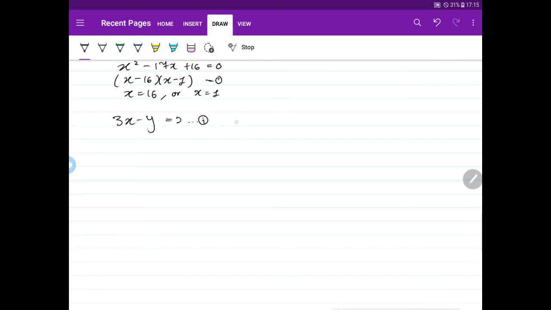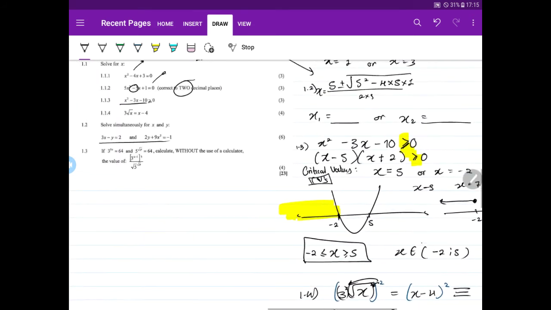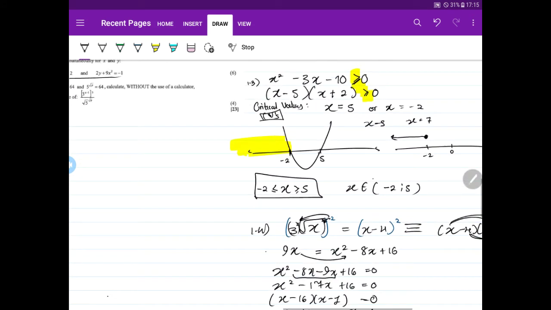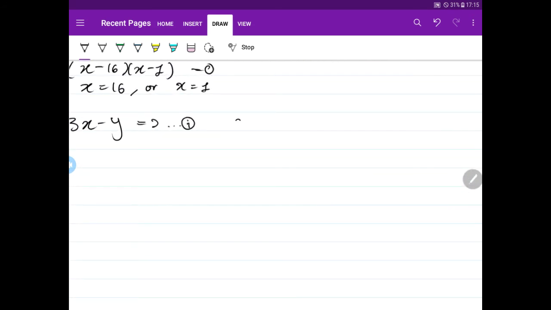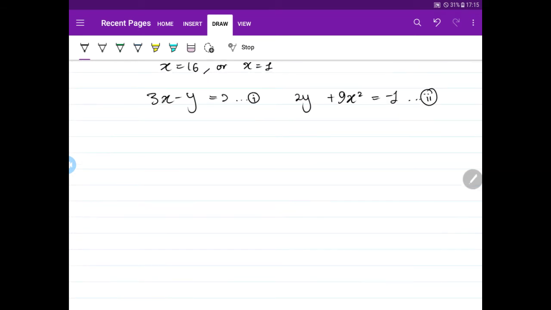Our equation 2 is 2y plus 9x squared is equal to negative 1. 2y plus 9x squared is equal to negative 1, and this is our equation 2. Let's work with equation 1. It's clearly our simpler one of the two. If you're a lunatic, you can work with the second one. That's fine. And I want to isolate my y. I think that would be easier.